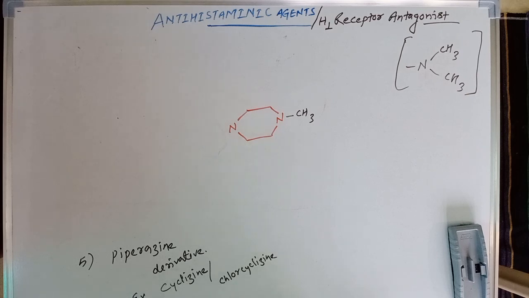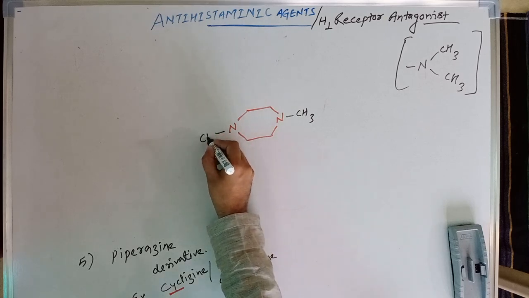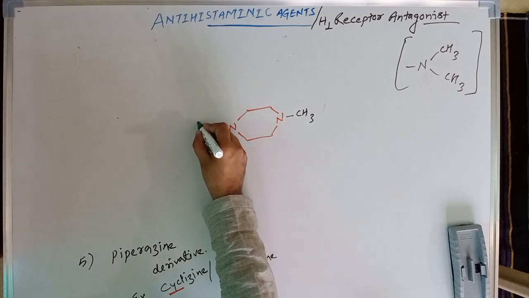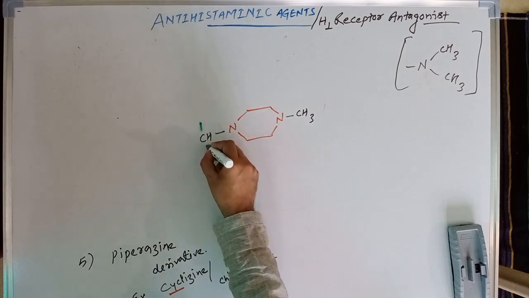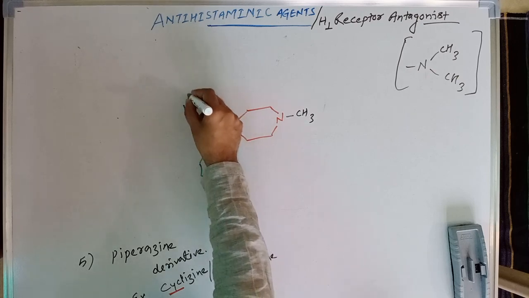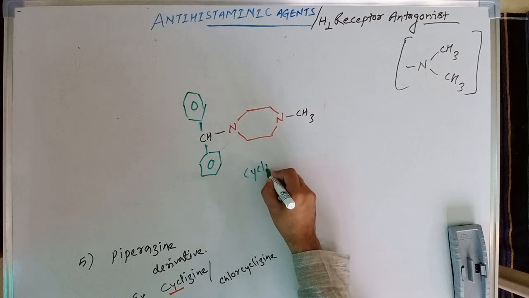Cyclizine means there are some cycles. Which cycle? Here again the phenyl moiety. So how can we draw the phenyl moiety? This is very easy. If you want to add 2 phenyl moieties, then you have to add CH over here, and this is your first phenyl and this is your second phenyl. So in this way, this is your cyclizine.